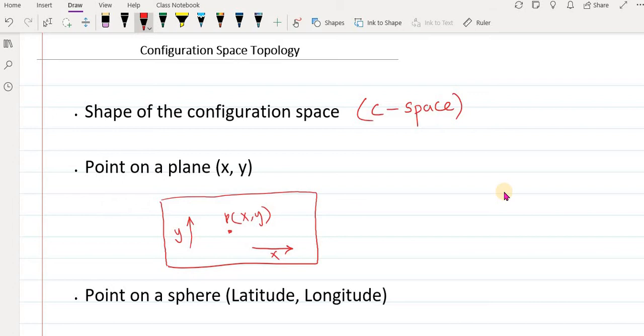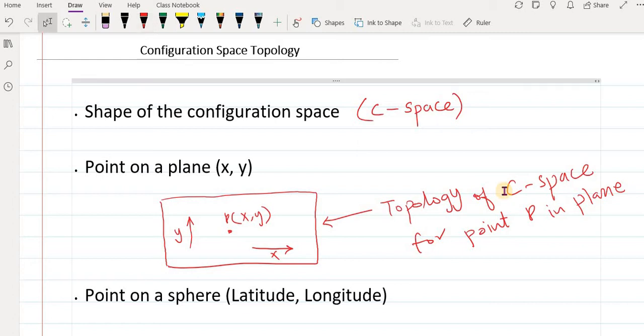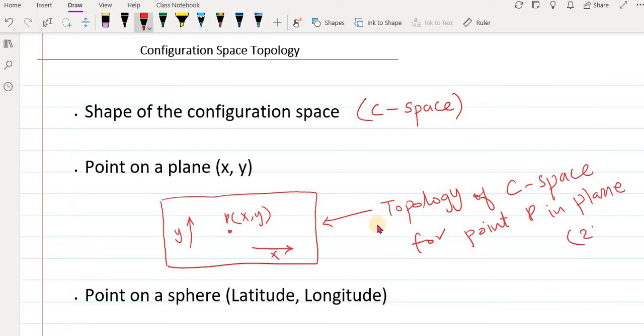So this rectangular shape, we call it topology. Topology of C space for point P in plane. Okay, so it means that we know now that whenever there's a point and it's a 2D point, okay? So it means its C space will look like something like a rectangle.